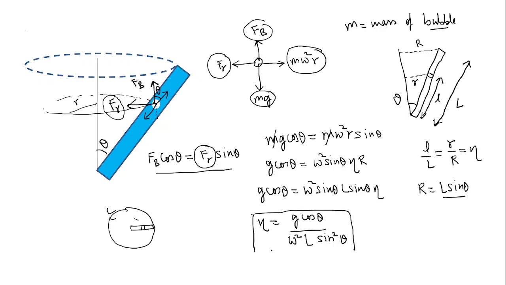So you see how simple it becomes if you simply apply the equilibrium concept. This is our final answer: g cos theta upon omega square L sin square theta, where L is the length. Hope you have understood the solution and the concept. If you have any doubts, queries or questions regarding this, please feel free to ask in the comments. Thank you.